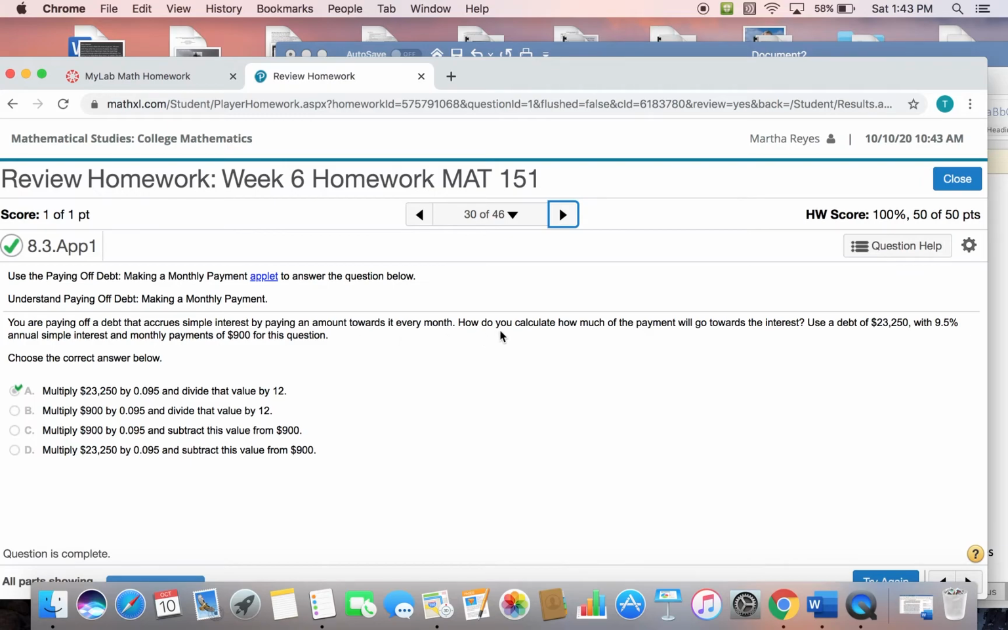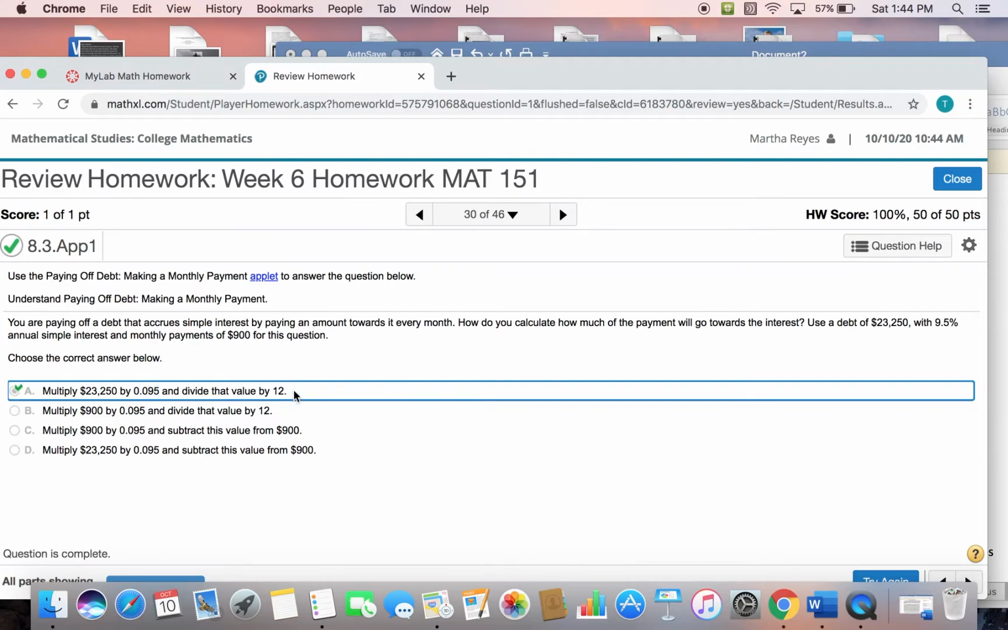Okay. So how do you calculate how much of a payment will go towards interest? So if you have a debt of a certain amount, you multiply that by the interest rate to find out how much interest you would pay per year, right? This is the yearly interest rate. Then you divide it by 12 because there's 12 months in a year. And that would be how much interest you're paying every month, or at least the first month, right? Now, 900 is irrelevant. That's the size of your monthly payment. It doesn't matter for this. For this calculation, you need to know the total amount, the interest rate per year, and then you divide it by 12 because the interest will be split evenly between those 12 months until you start to pay down the principal.